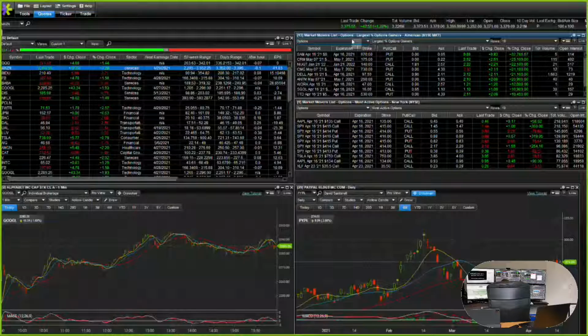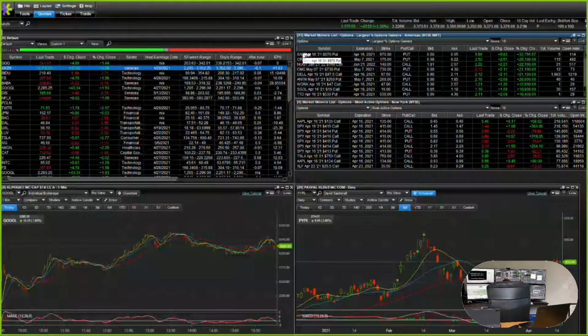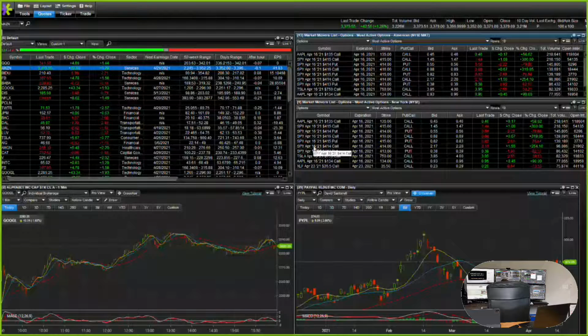So now when I'm looking at the options in the morning, I could see, okay, they're picking up Sam April 16th, 970 strike puts. This is the largest options gainers. I want to go to the most active options. So here you could see they're doing a lot of day trading. You're seeing the expiration for the April 16th.